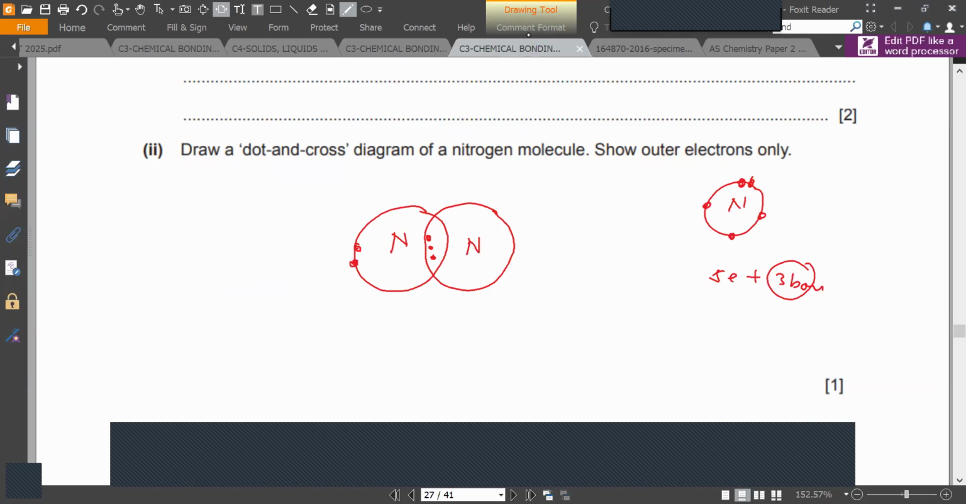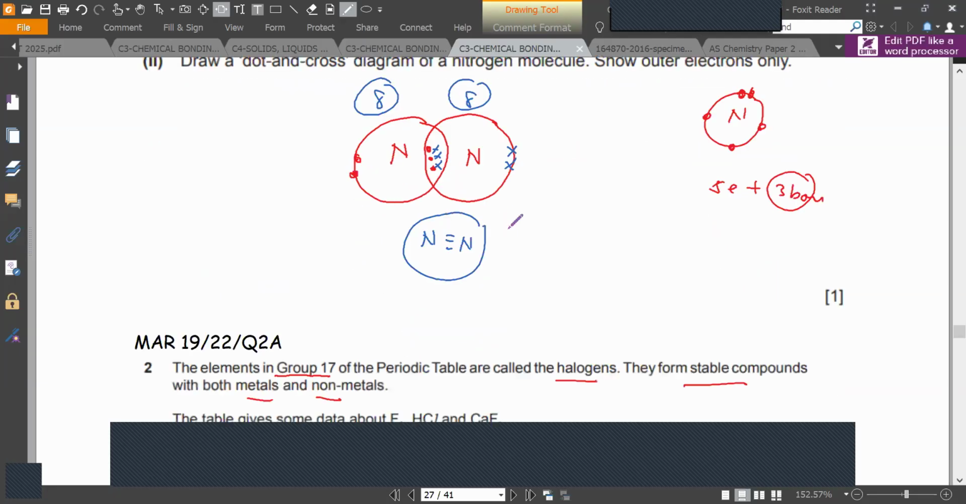Okay. And then hit like this. So basically it forms the triple bond. So now it fulfills the octet for both atoms. So that's how it works.